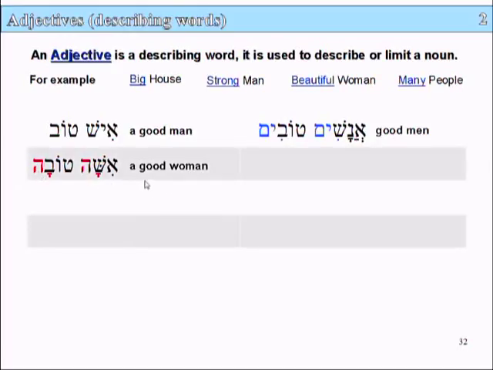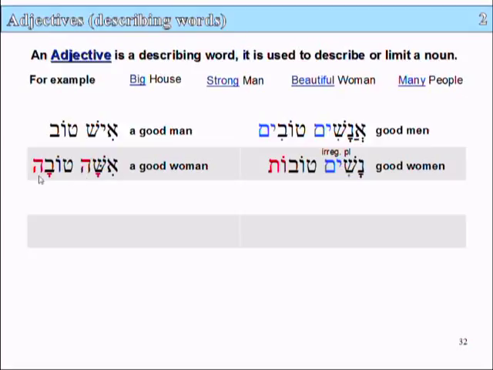Literally a woman good, but we say in English a good woman. And the plural is nashim tovot. There are some words that are singular feminine nouns, but they have a masculine ending at the end. So this is a good woman. This is a regular plural, so it's got a masculine ending here.